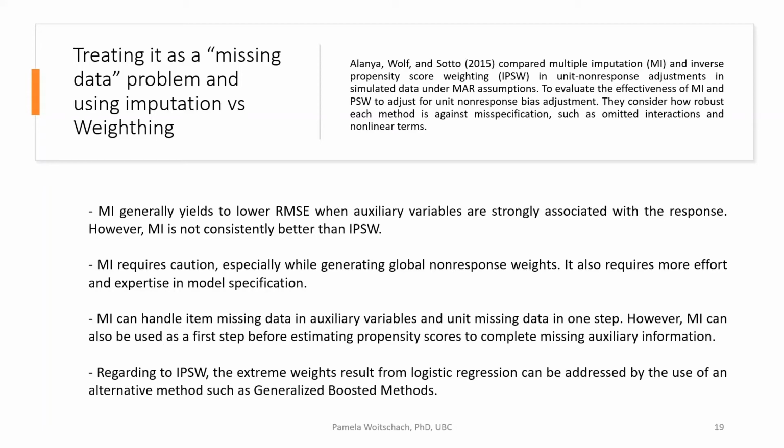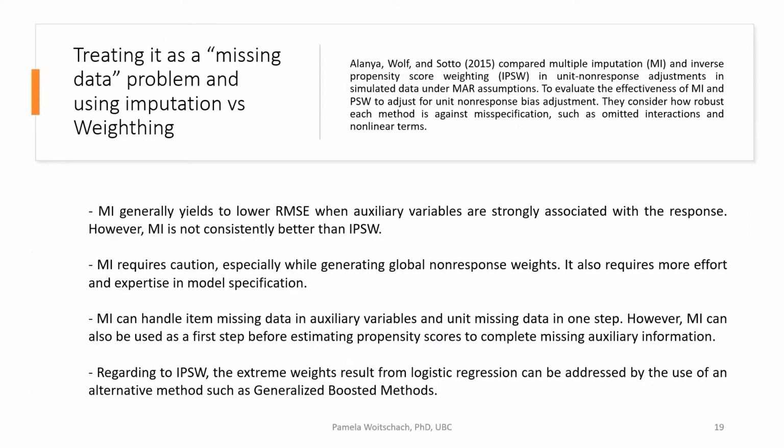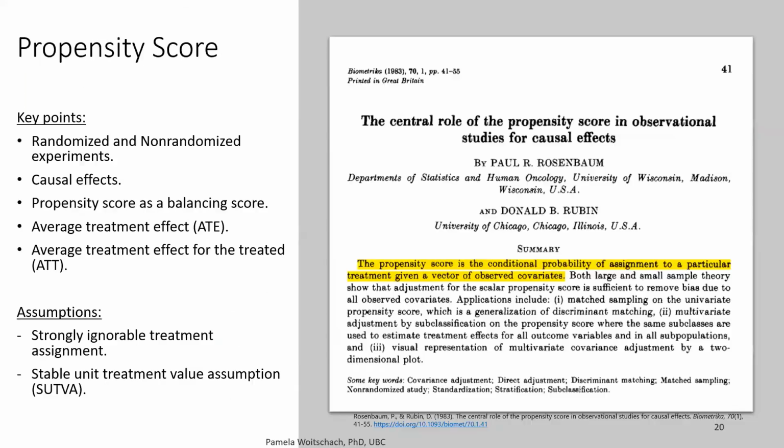And in that case, we want to talk a little bit about the propensity score before we move to the GBM methods. But remember this last point from this paper from Alanya in 2015: they are suggesting that a way to address the downsides of logistic regression can be the use of GBM estimations. So just remember that, but before, let's go to some conceptualizations of the propensity score.